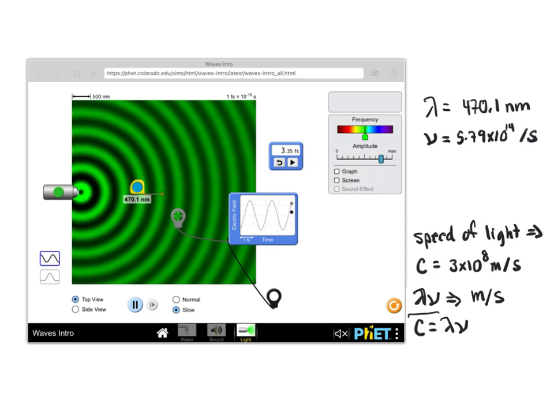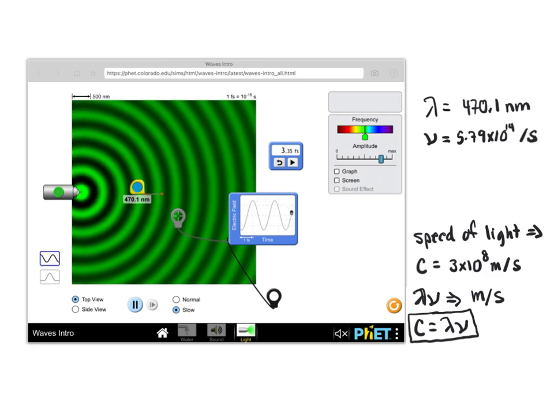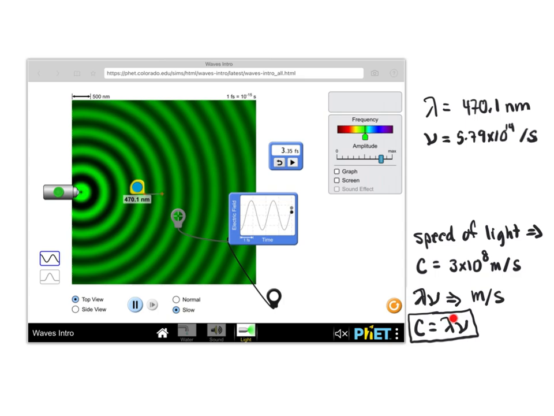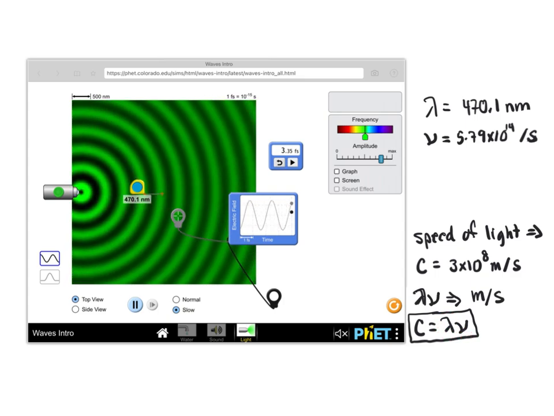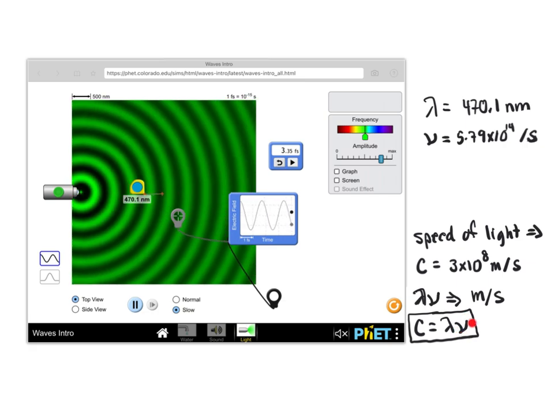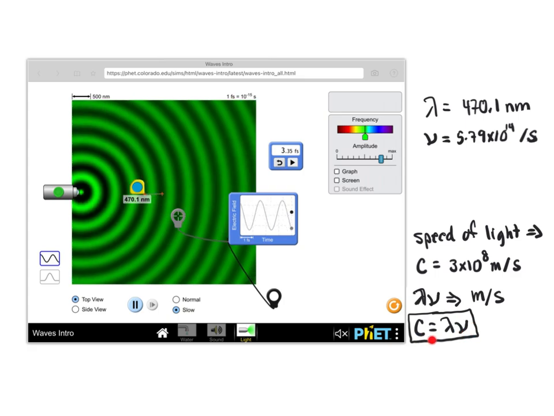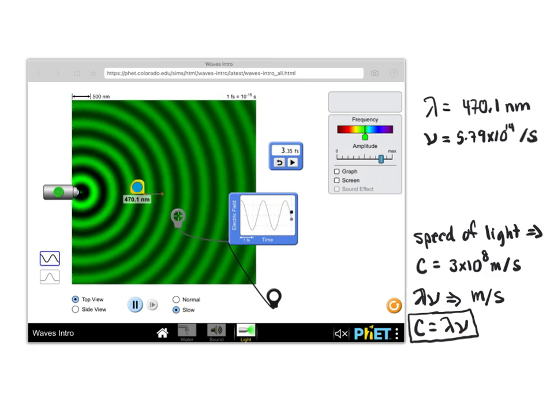That is true for all light waves. So if I know the frequency, because the speed of light is a constant, I can find the wavelength. And if I know the wavelength, I can find the frequency. I just have to do the algebra to solve for the variable I'm interested in. If I want the frequency, I divide both sides by the wavelength. If I want the wavelength, I divide both sides by the frequency. So now we know a handy relationship: the speed of light is the wavelength times the frequency of the light.